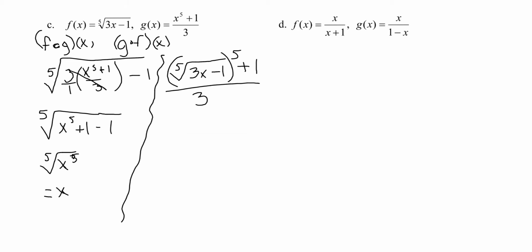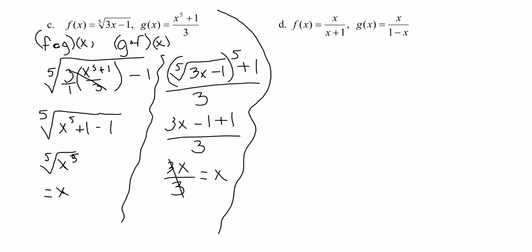And if you recall, anytime we have the fifth root of something and we raise it to the fifth power, it gives us what's under the radical. So we'll get 3x minus 1 plus 1 over 3. Negative 1 plus positive 1 gives me 0, so we're left with 3x over 3. My 3's equal a 1, so my final answer is x. So they are inverses because we can simplify, do the composition of both, and get x for your answer.